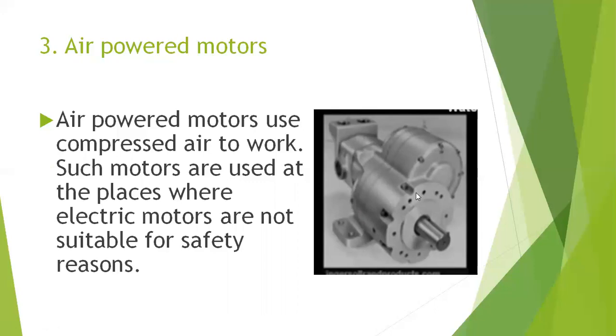In our home we have so many motors. In washing machine we have the motors, in water pump we have the motor, in blender and juicer we have the motors, different motors. This motor is a little bit different from these. This is not operated with the electricity. These are operated with the air pressure. Air powered motors use compressed air to work. Again, compressed air is used. Such motors are used at places where electric motors are not suitable for safety reasons.